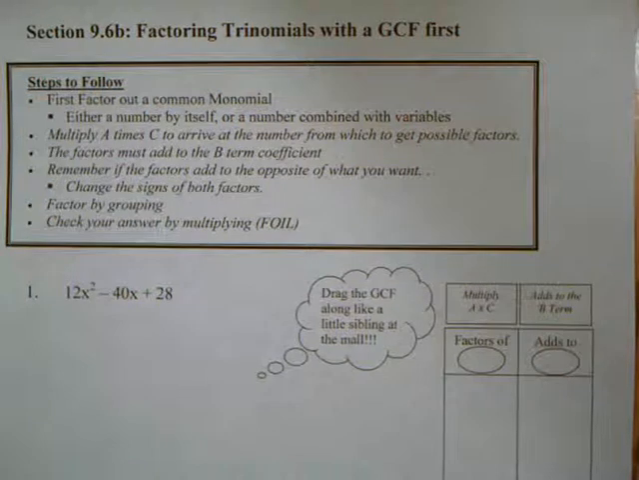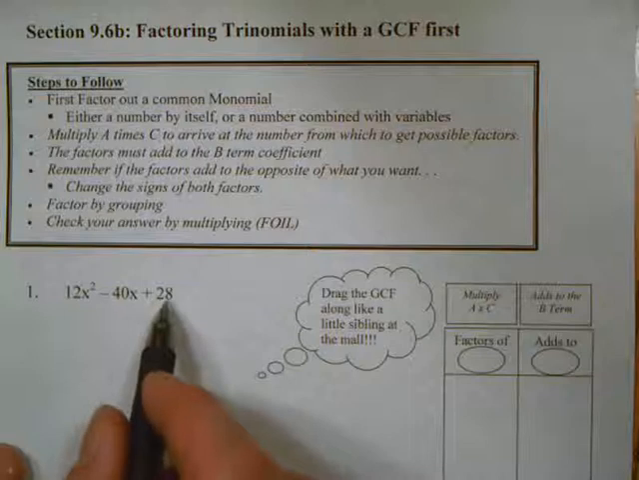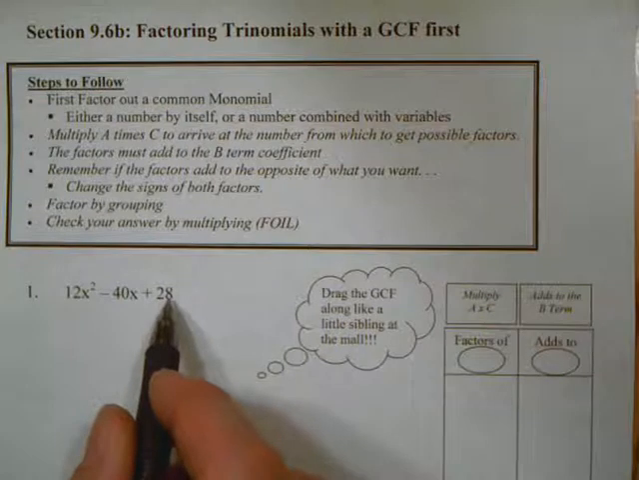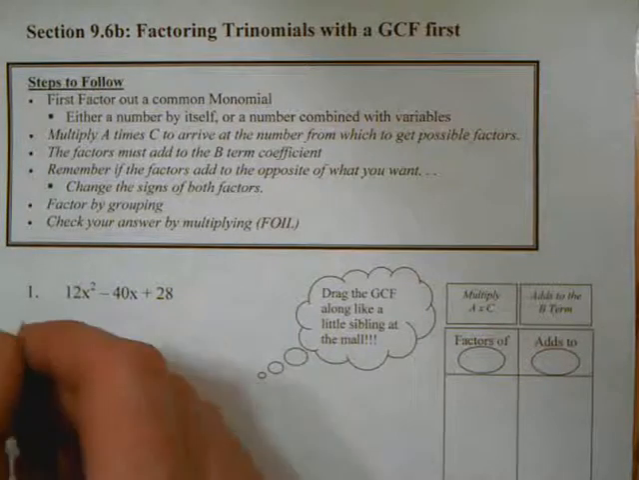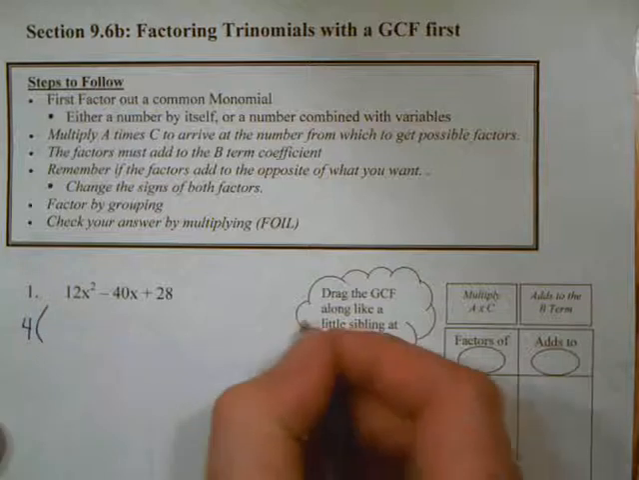This is section 9.6b. We're factoring things like we did in section 9.6a, except now we have a GCF that we're going to have to take out first. Otherwise, it's exactly like we did yesterday. So we look at our three numbers and we say to ourselves, what's the GCF that comes out? Well, in that case, it's 4.